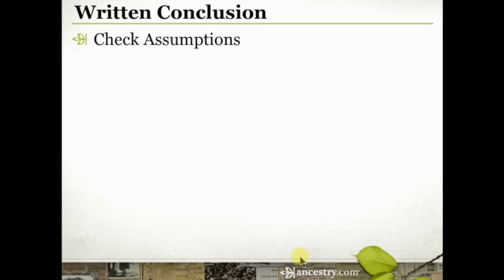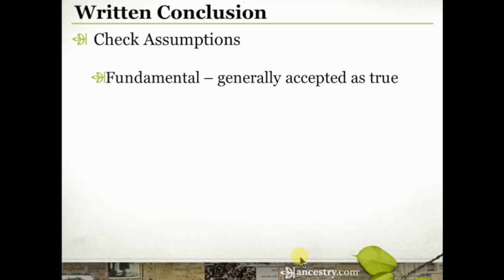Now, when we talk about logic, one of the things that we need to take into consideration are our assumptions. We need to check the assumptions that we're making all along the way. And in the Genealogy Standards manual from BCG, they have standard number 45, called assumptions. And they lay out three different kinds of assumptions. One is fundamental assumptions. These are concepts that are generally accepted as true.